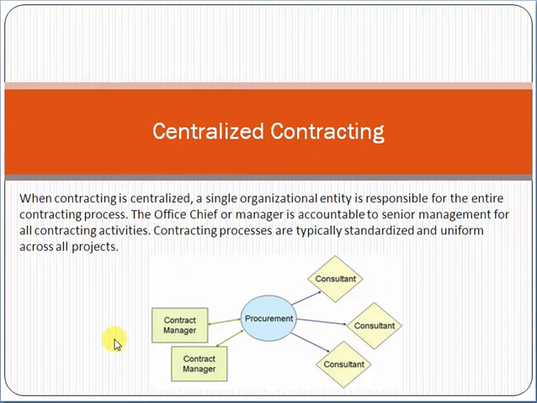Centralized contracting. First of all, friend, please understand that centralized contracting is mainly a topic of project management. Right now we are talking about this concept with respect to PMBOK, the Project Management Body of Knowledge. It is a topic of project management, and under project management it pertains to procurement. First we have to understand what a project is.